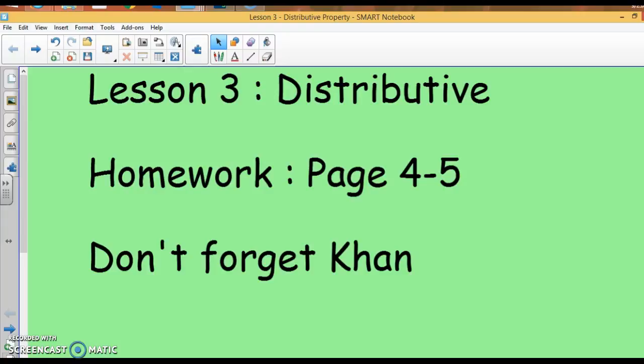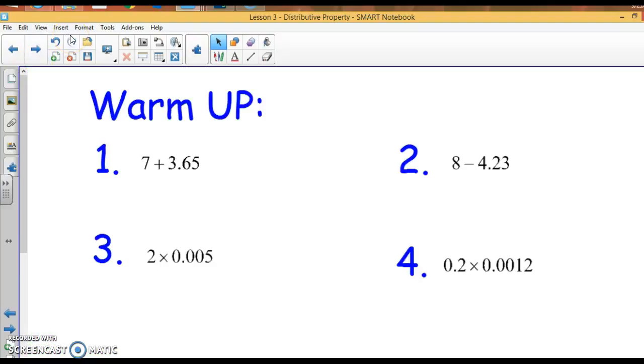Today we're going to talk about Pre-Algebra, Unit 2, Lesson 3, the distributive property. The homework that goes with this is pages 4 and 5 in the homework packet. If you want to do these problems right now, pause the video, and then I will go over them.